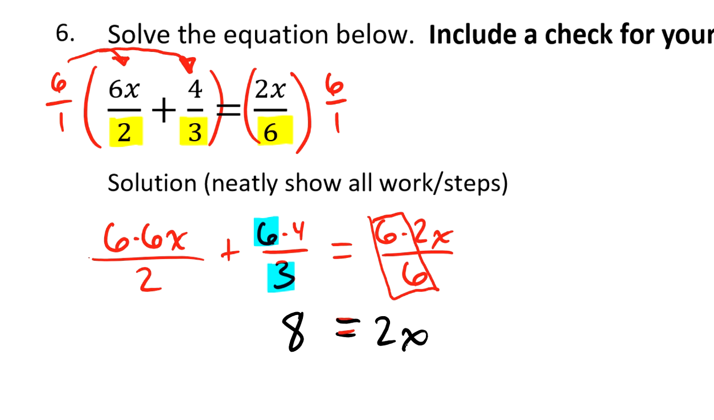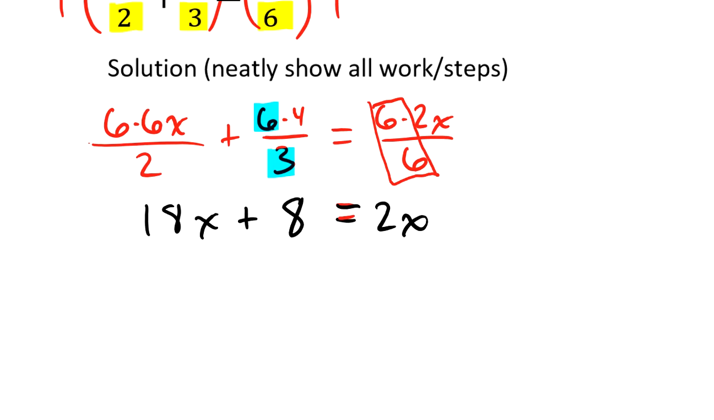And then finally, 6 divided by 2 is 3, and 3 times 6 is 18, or 6 times 6 is 36, and 36 divided by 2 is 18. Either way, I end up getting exactly 18x here. So I've got 18x plus 8, and that equals 2x.